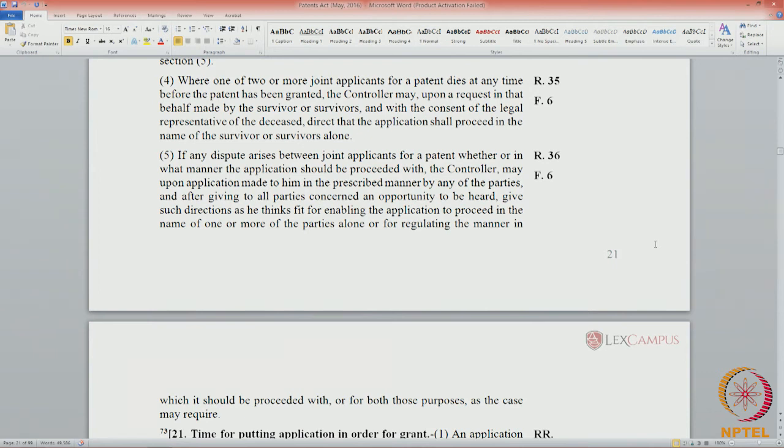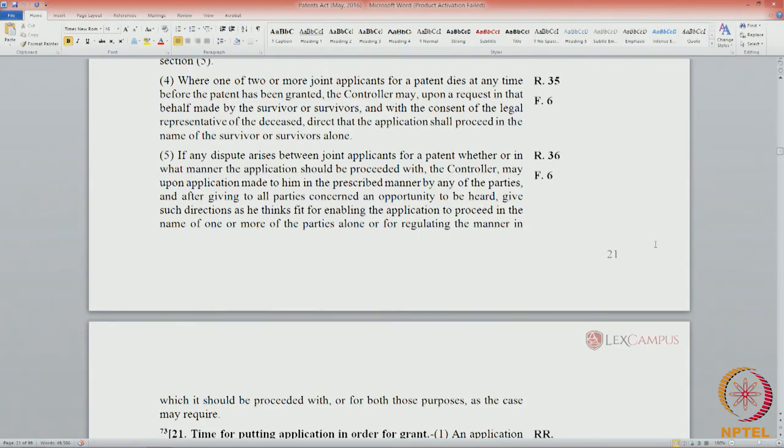Now, here it is said, if disputes arise between the joint applicants, whether or in what manner the application should proceed. Now, the controller can take a call on whether the application should proceed, or in what manner it should proceed. The controller may, upon application made to him in the prescribed manner by any of the parties, and after giving them a hearing opportunity. So, when there is a dispute, any applicant can proceed to the controller under Form 6. Any applicant. So Form 6 is not only for substituting names of applicants, Form 6 can also be used to resolve a dispute between applicants. That is an important thing.